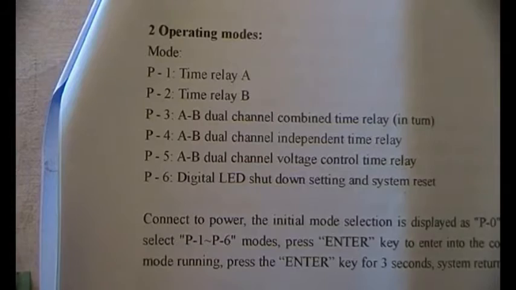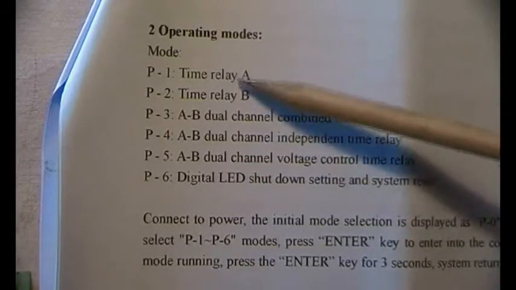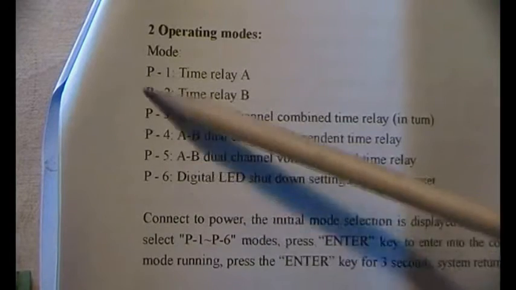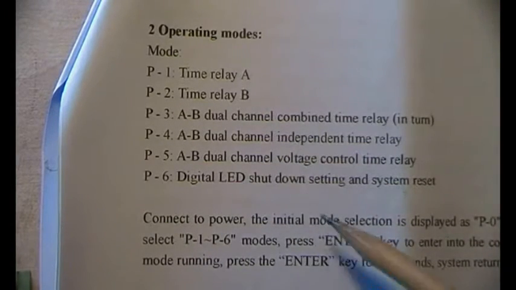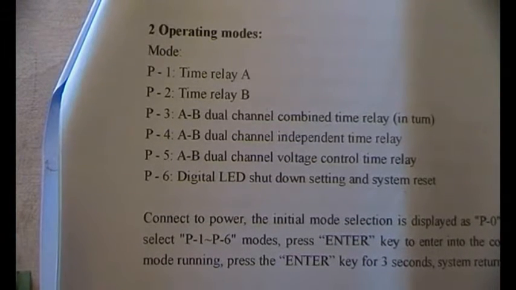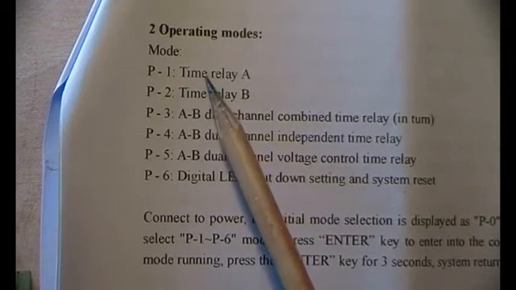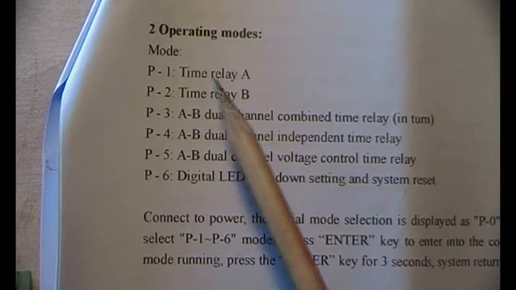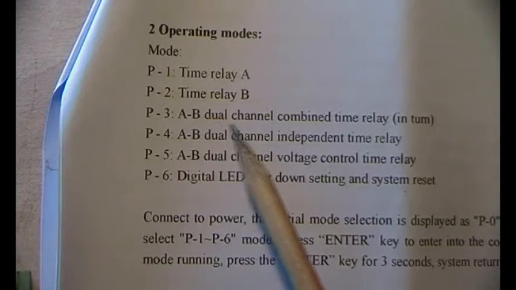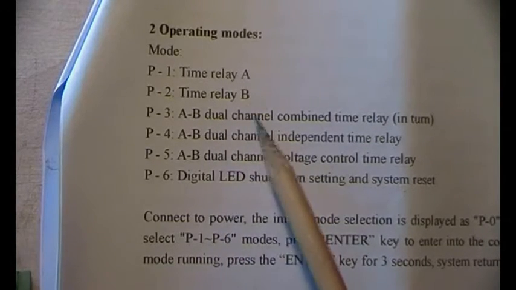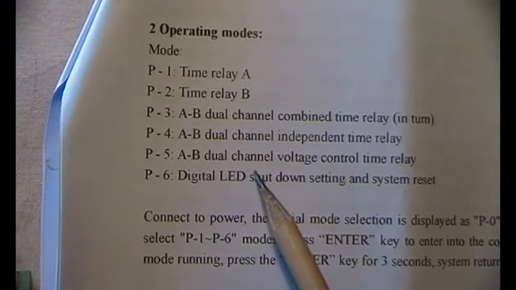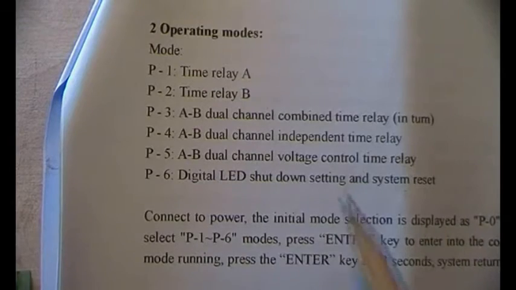Here's the programs or modes, and it's really important when you're buying one of these to check out these programs, because you can get items that look identical but have a different set of programs. So just really focus on it. Having said that, the descriptions are somewhat vague, but this is the manual that the seller emailed me. So time relay A, that sets the time for A in P1, P2 for B, P3 dual channel, I've not really sorted these out. I can't seem to do much with them. But the one we're interested in is P5, which is the voltage control time relay.